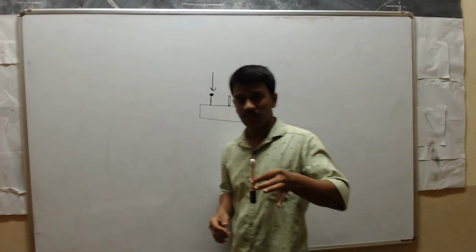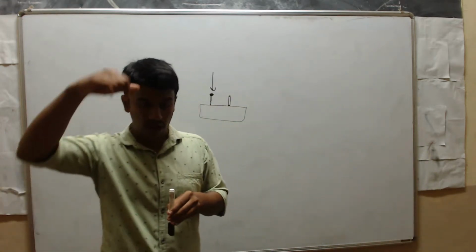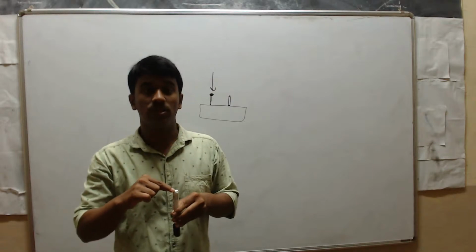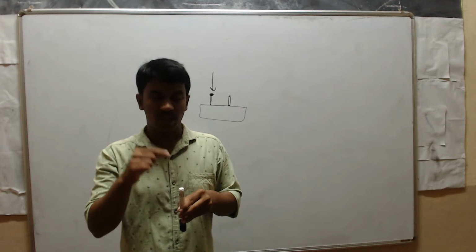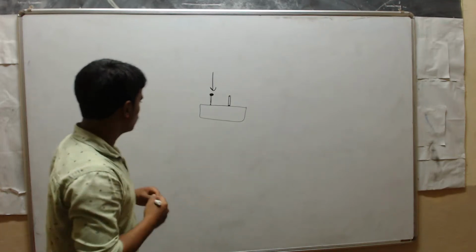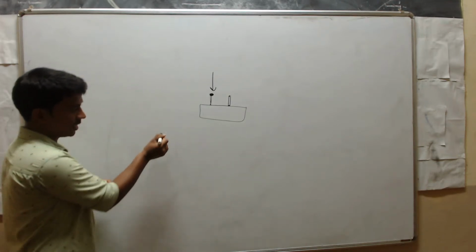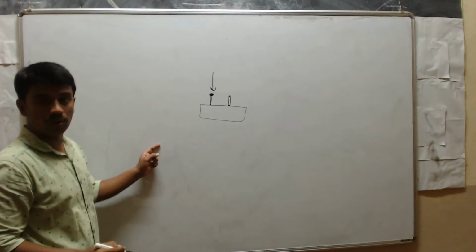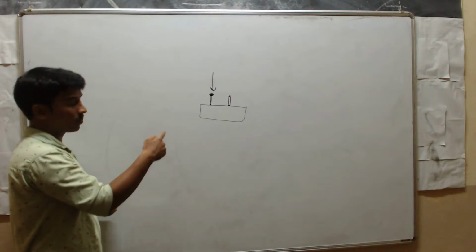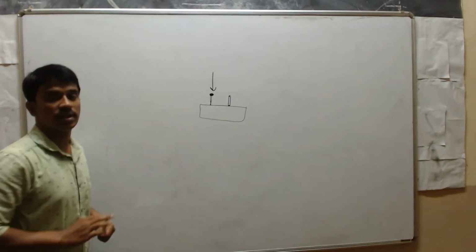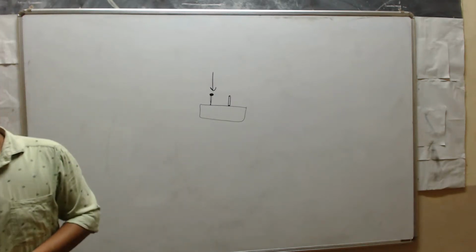For example, this is a marker. Now I will apply a force perpendicular to this surface area. So then we can say that is thrust. Now I will apply force like this to this board. Now this is perpendicular, right? So I am applying a force which is perpendicular to this board. So then we can call that thrust.